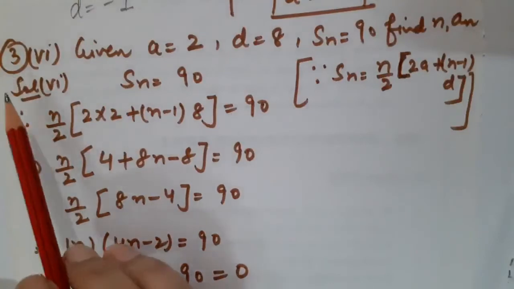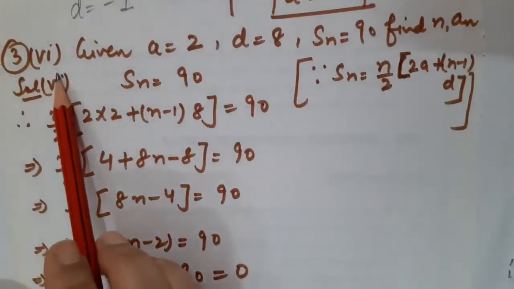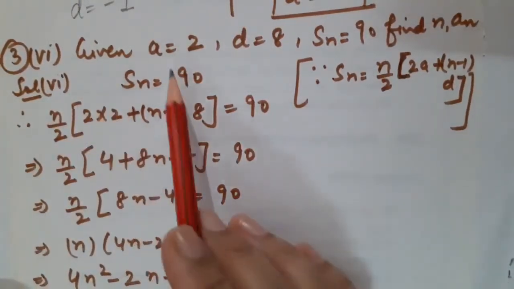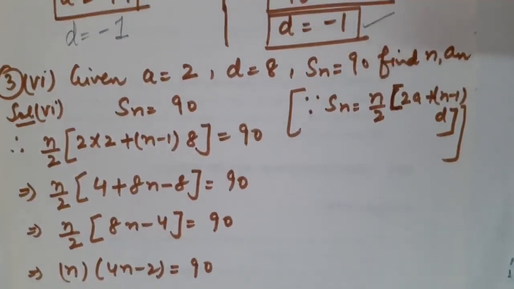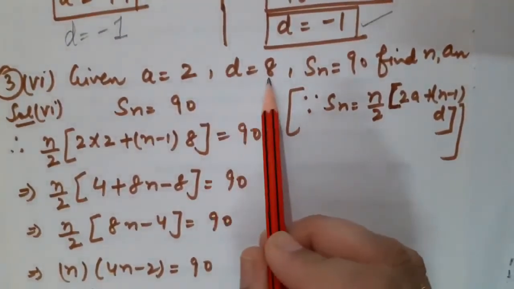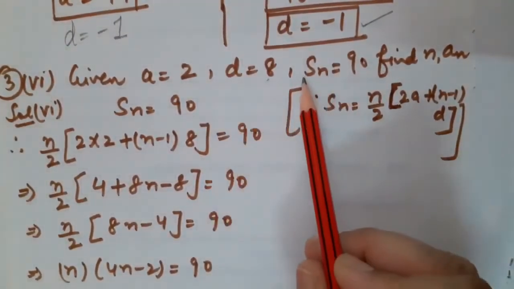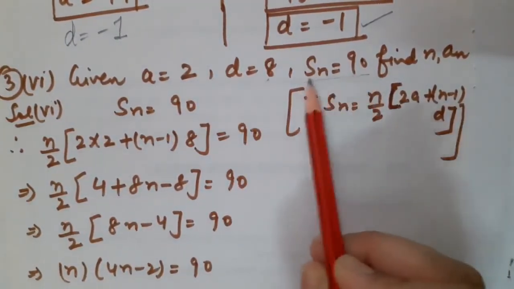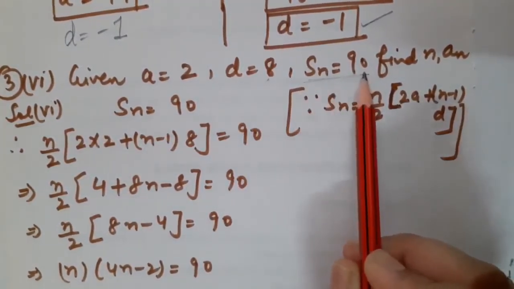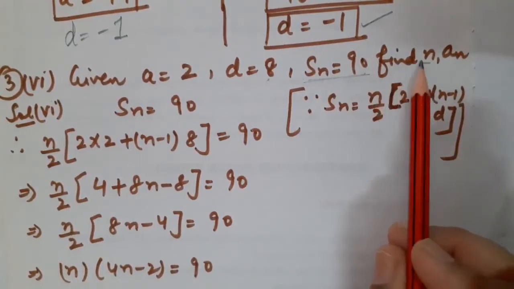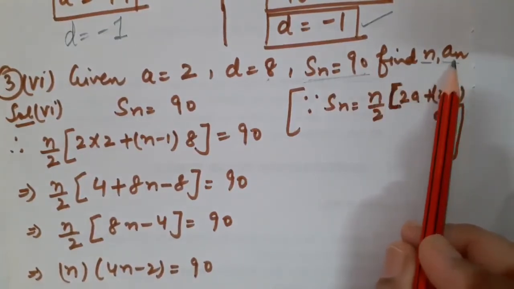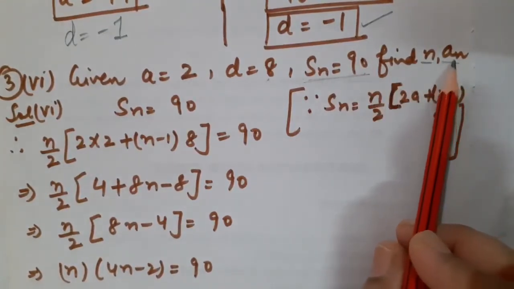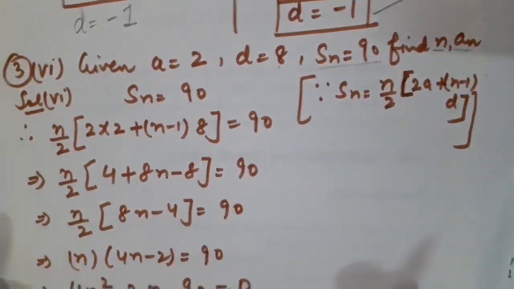What is given in this question? This is third question, sixth part. Given a is equal to 2, the first term, and d is equal to 8, the common difference. Sum of first n terms is given as 90. We will have to calculate n and the last term, that is an. Correct? So let us start.